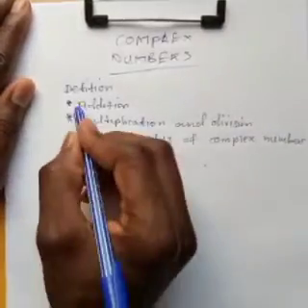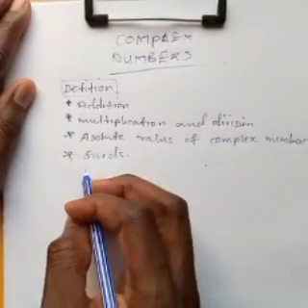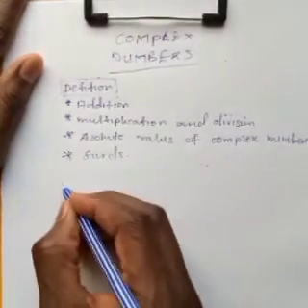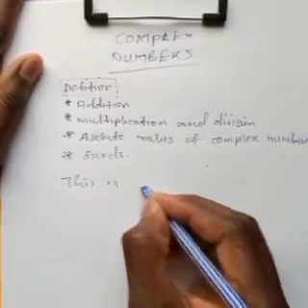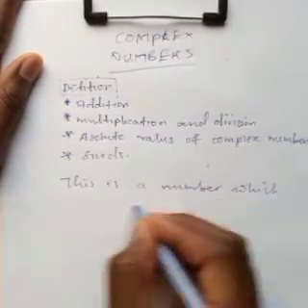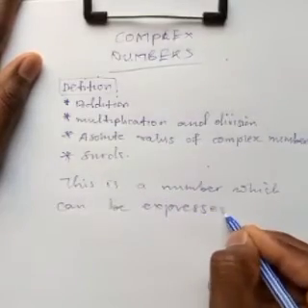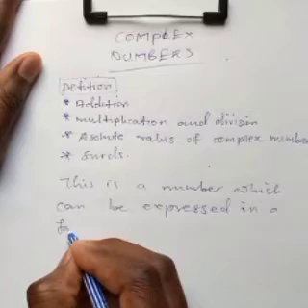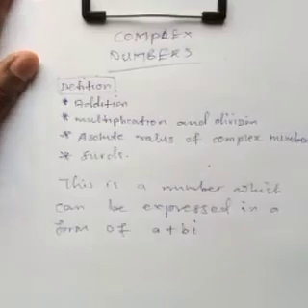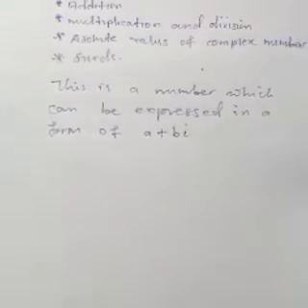All right, so I will try to look at how complex numbers can be defined. A complex number is a number which can be expressed in the following way. So a complex number is a number which can be expressed in the form of a plus bi. A plus bi.